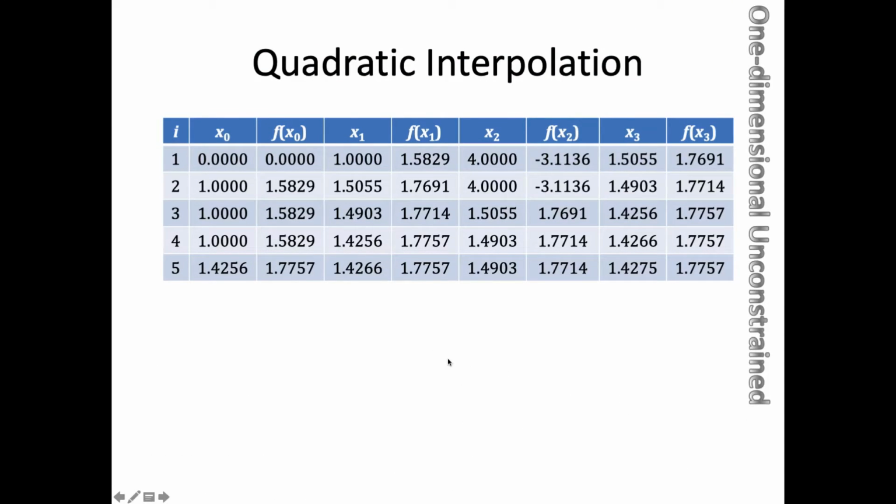Let's tabulate our results. So we have three initial guesses: x0, x1, and x2. We were able to evaluate x3 and f of x3. We replaced x1 with x3. So now we have x0, the new value of x1, and the old value x2. We evaluate x3 using these new values, and then we replace x1 with x3. We do that over and over again until we get a number that converges towards our optimum value.